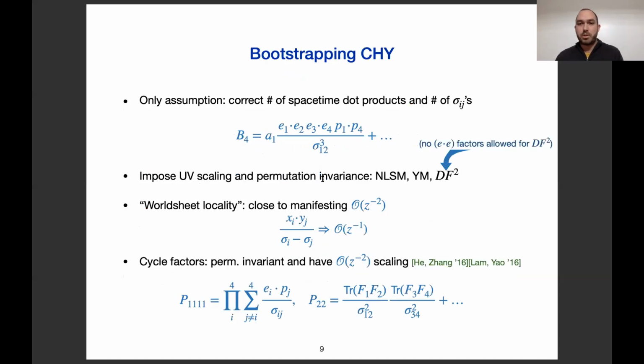So how do you actually do the bootstrap? Well, it's quite simple. There's only one assumption, which is the correct number of spacetime dot products and number of sigma ij's. So I start with an ansatz that is totally crazy like this. The denominators have nothing to do with the numerators. Usually these are related, but not in this case. You get a huge ansatz, several hundreds or thousands of terms. You impose UV scaling and permutation invariance, and you find unique results for these theories, sigma model, Yang-Mills, and DF squared. And I should say for DF squared, there's this tiny bit of extra assumption that I don't allow any dot products between polarization vectors.